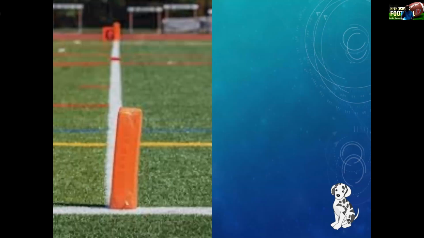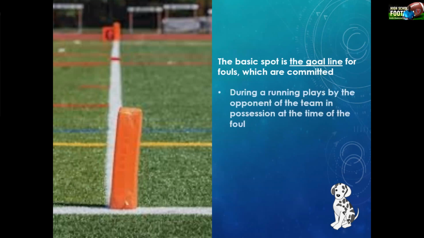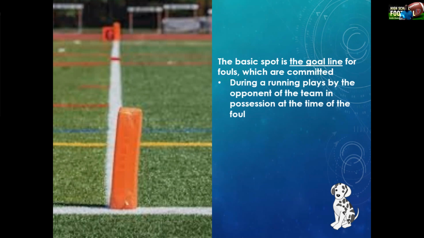Okay. And the basic spot is the goal line for a foul which is committed during a running play by the opponent of the team in possession at the time of the foul.